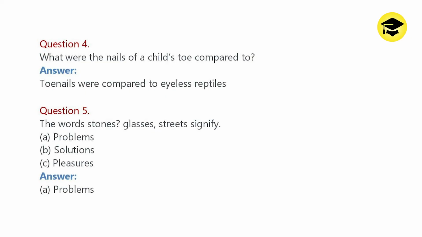Question 5. The words stones, glasses, streets signify A. Problems, B. Solutions, C. Pleasures. Answer A. Problems.